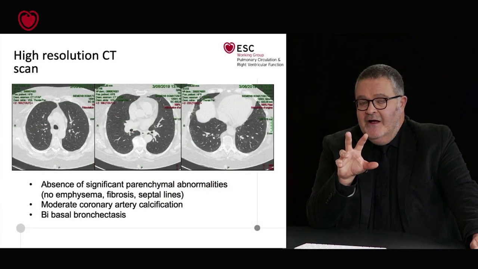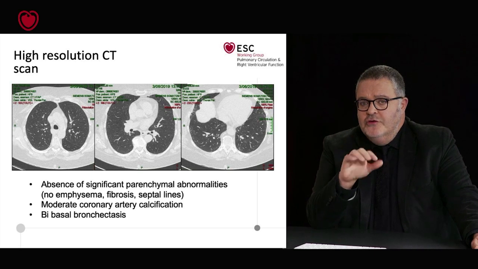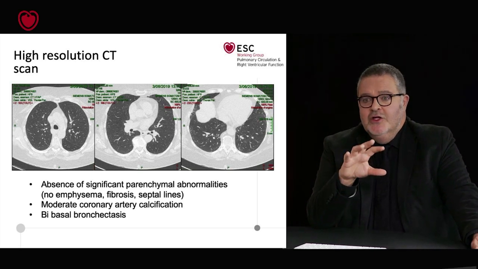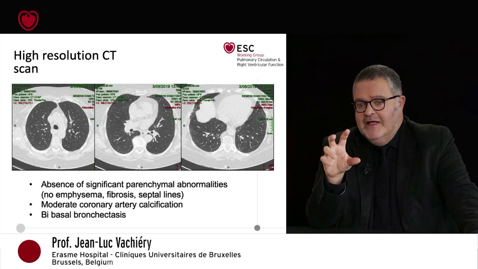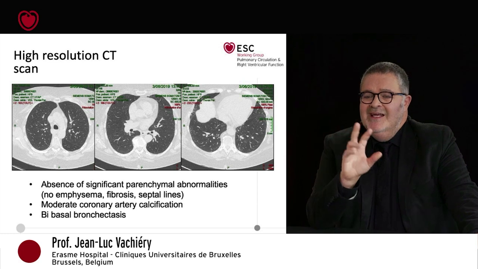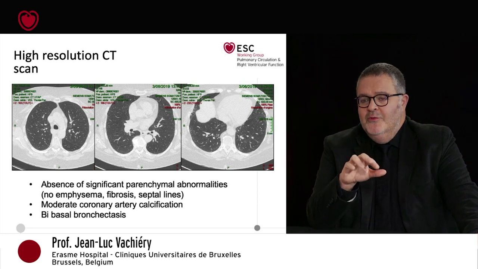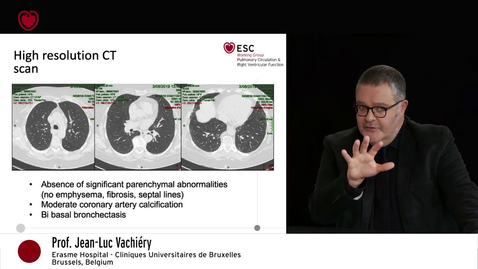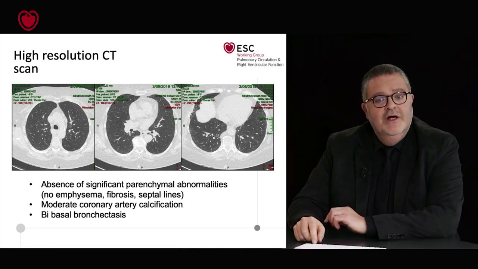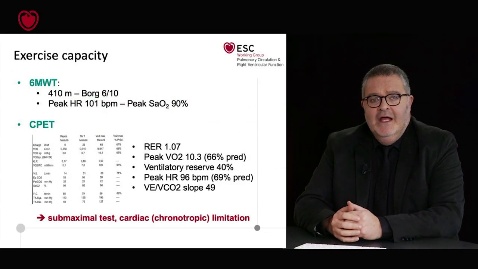Chest CT, high-resolution CT scan, rules out any lung abnormality. There was no emphysema, no fibrosis, no septal line. A couple of ground glass opacities, back to what you were saying about potential for PVOD. The absence of septal line, though, was pretty much excluding that diagnosis in this case. She had bibasal bronchiectasis because she was a heavy smoker.